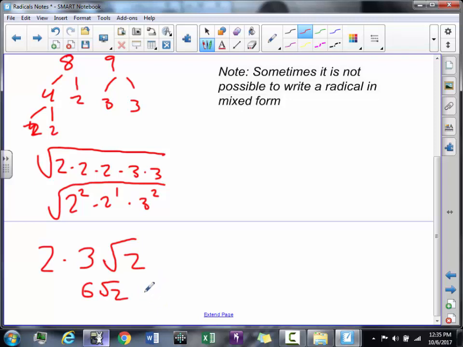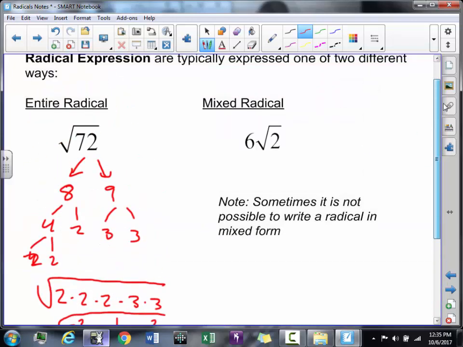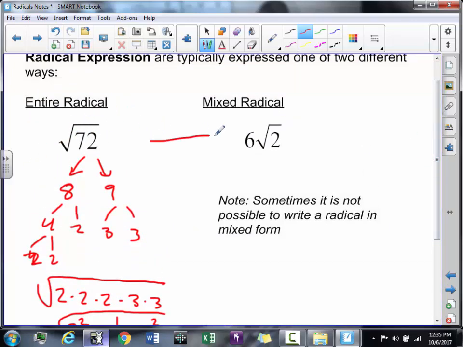You guys remember doing this last year? Maybe different methods, different ways of showing it, but the idea of somehow trying to take this thing right here and turn it into this one right here. In terms of terminology, this is an entire radical, this is a mixed radical. The idea here is that there's now a number in front, a coefficient.